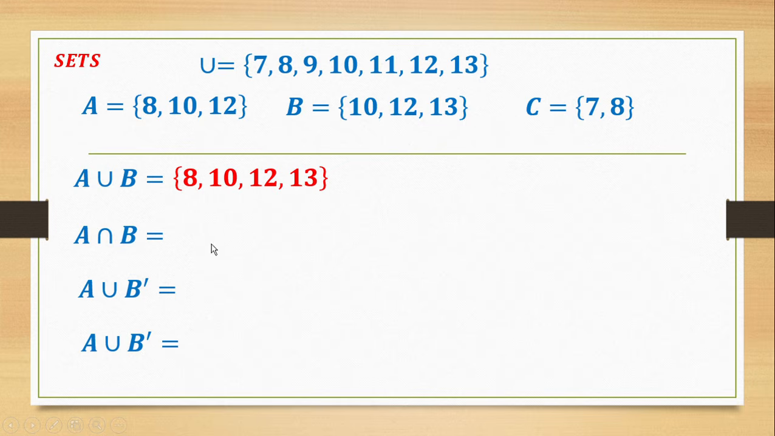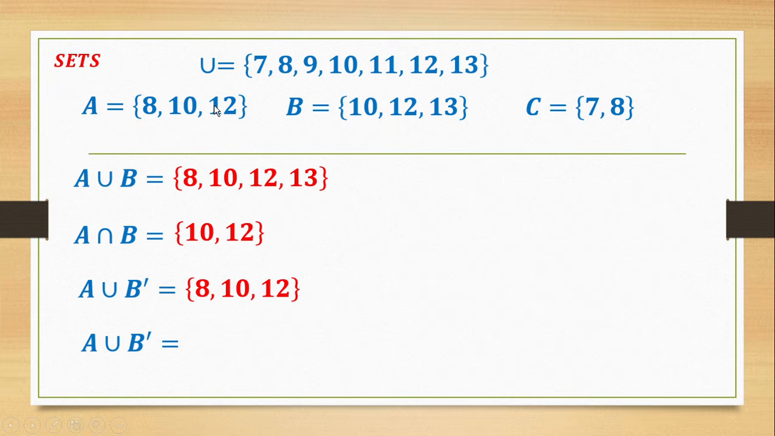Ito naman. Yung intersection. Check natin. Ano? Di ba? 10, 10. 12, 12. Doon sila nagkaroon ng intersection. So, 10, 12. Di ba? Para naman complements. A union of complement of B.